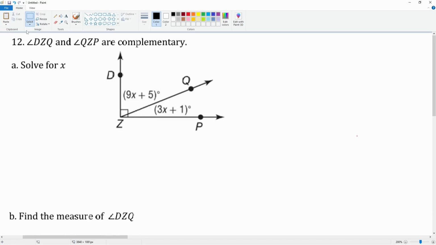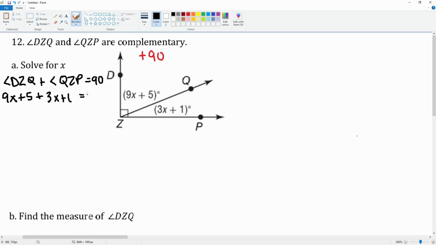Here we have angle DZQ and angle QZP are complementary. Notice what complementary means. It means angles that add up to 90 degrees. Therefore, angle DZQ plus angle QZP is going to be equal to 90 degrees. So plug it in. 9x plus 5 plus 3x plus 1 is going to be equal to 90 degrees.